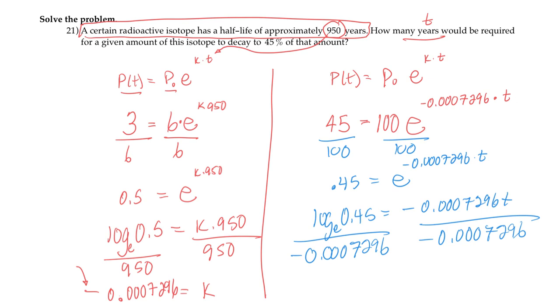So ln of 0.45, bracket, divided by negative 0.0007296. Well, it's not changing anything anymore. So t then will be equal to 1094.